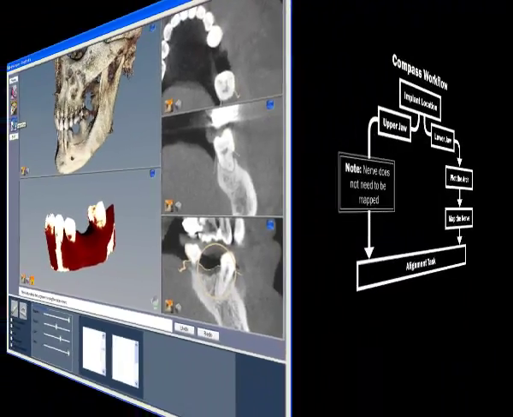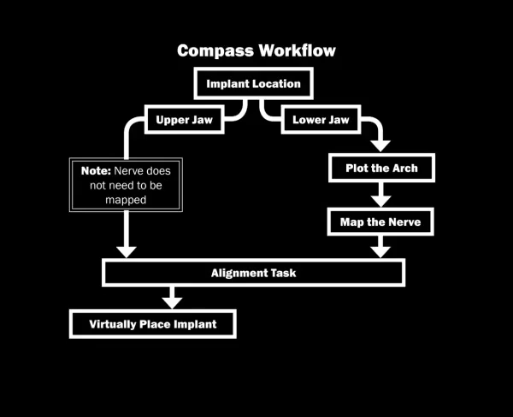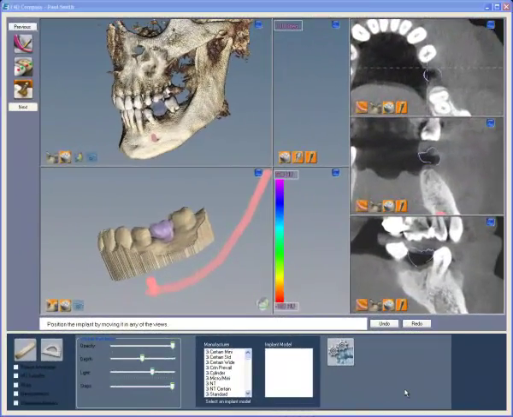The next step is to virtually place the implant. Use the Implant task to select the desired implant size and virtually position the implant. Select the implant manufacturer and model from the list.